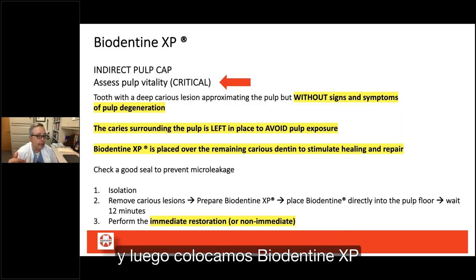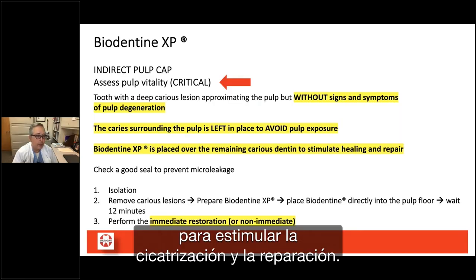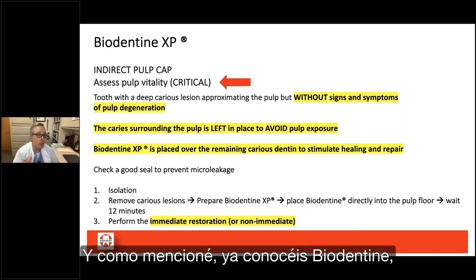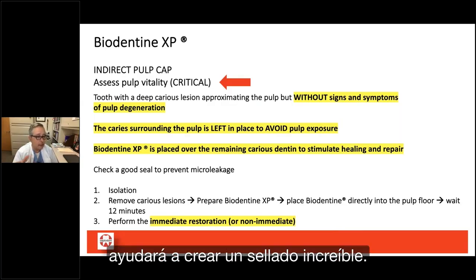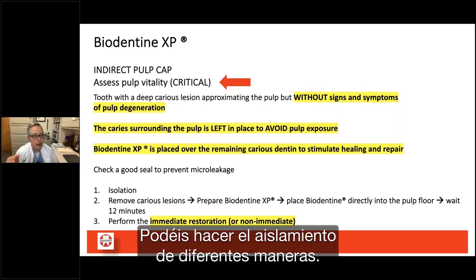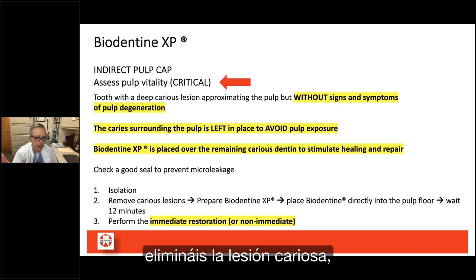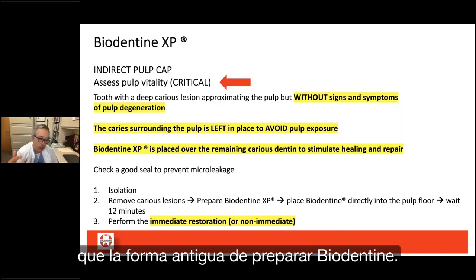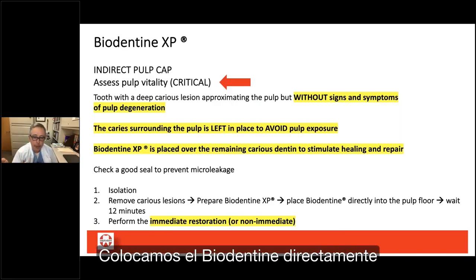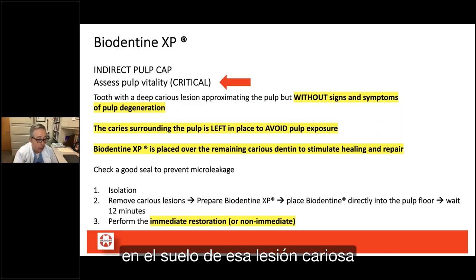And then we place Biodentine XP over the remaining caries dentin to stimulate healing and repair. As I mentioned, once the Biodentine interacts with the saliva, that will help to create an amazing seal. So three steps: isolation, and you can do the isolation in different ways, whatever you feel more comfortable. You remove the caries lesion, you prepare the Biodentine XP, which is obviously a lot quicker and more convenient than the old way to prepare Biodentine. We place the Biodentine directly into the floor of that caries lesion without really exposing the pulp.